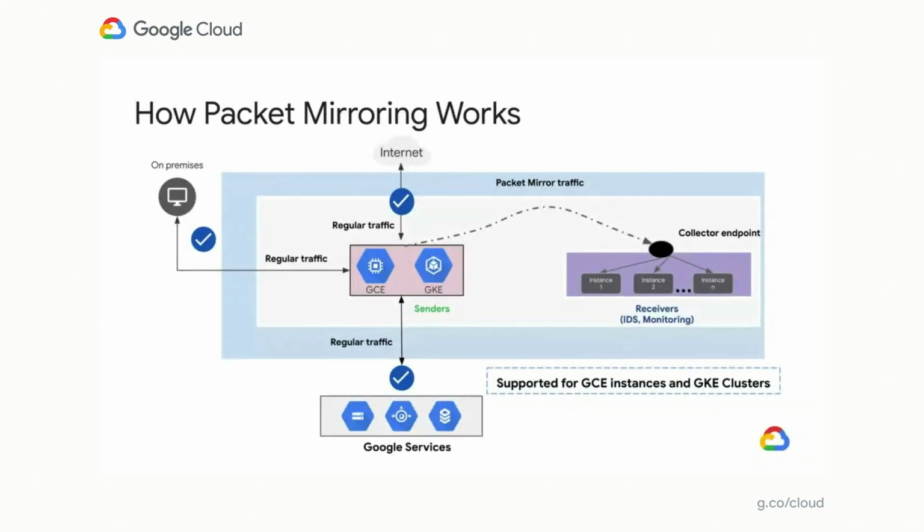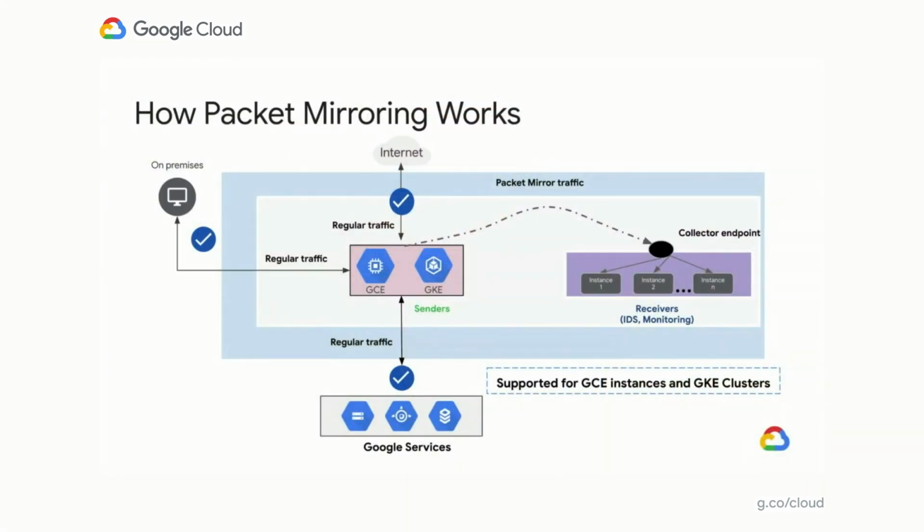Now let's take a look at how packet mirroring works under the hood. Packet mirroring can be enabled for both GCE VM instances as well as GKE clusters. It happens at the instance level. So whenever packet mirroring is enabled, it captures all the traffic, both ingress and egress, including the header and the payload.